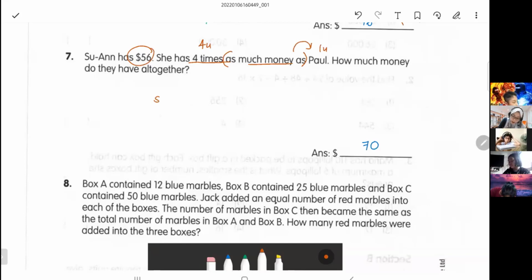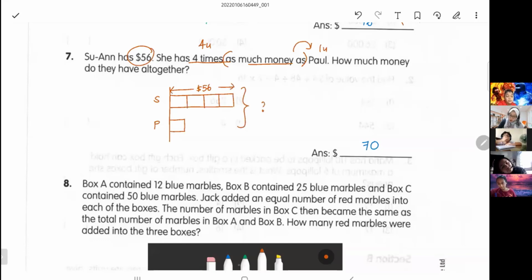So Sue Ann and Paul. Sue Ann is 4. Okay, so this is $56. How much money do they have altogether? Like that, right? So I told you that Sue Ann has 4 units, right? 1, 2, 3, 4. 4 units is 56. 1 unit is 56 divided by 4 equals 14.